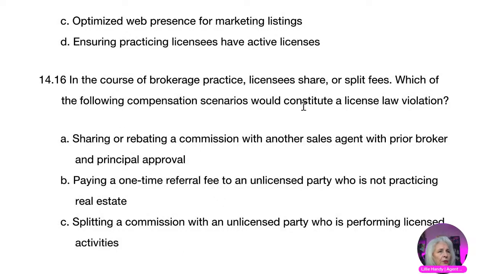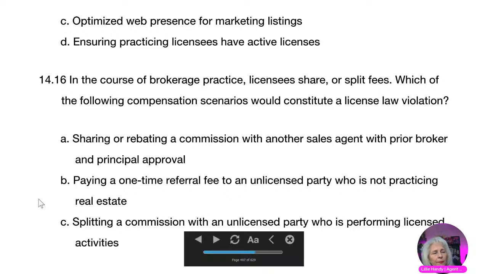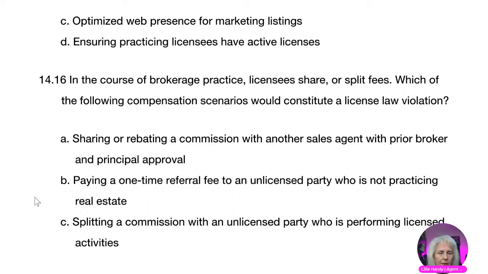In the course of brokerage, licensees share or split fees. Which of the following compensation scenarios would constitute a license law violation? Paying a one-time referral fee to an unlicensed party who is not practicing real estate. Okay. When somebody refers us someone, we can give them a gift. It's not a referral fee. A referral fee is considered from one realtor to another realtor. Providing a rebate or affiliate fee that we must disclose to all parties.